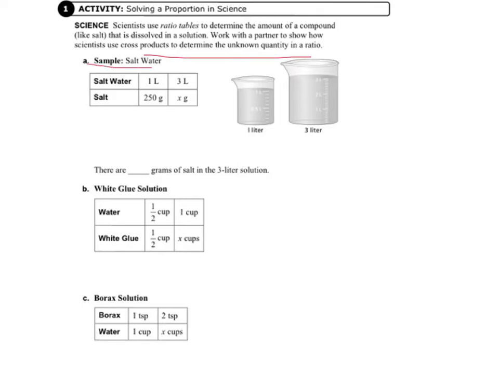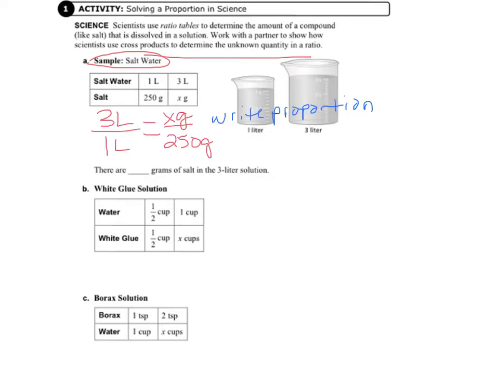Our sample is salt water. So we have 1 liter of salt water for 250 grams of salt, or 3 liters of salt water for x grams of salt. So our first job is to write our proportion. And when we do that, it's best if you have your x, your unknown quantity, on the top of a fraction. It just makes things a little bit easier. And then we're going to cancel out our units. So liters over liters cancels out, and grams over grams cancels out.